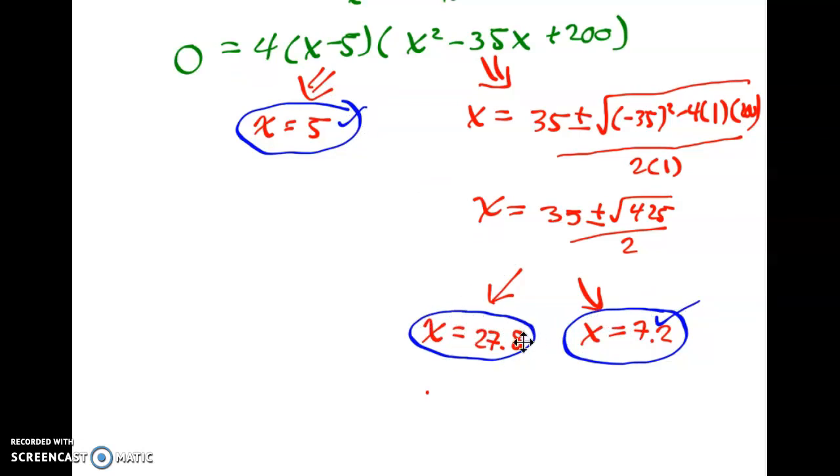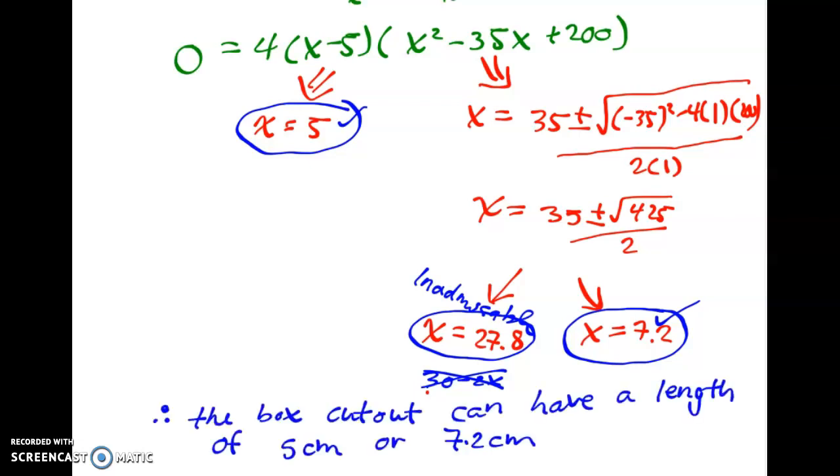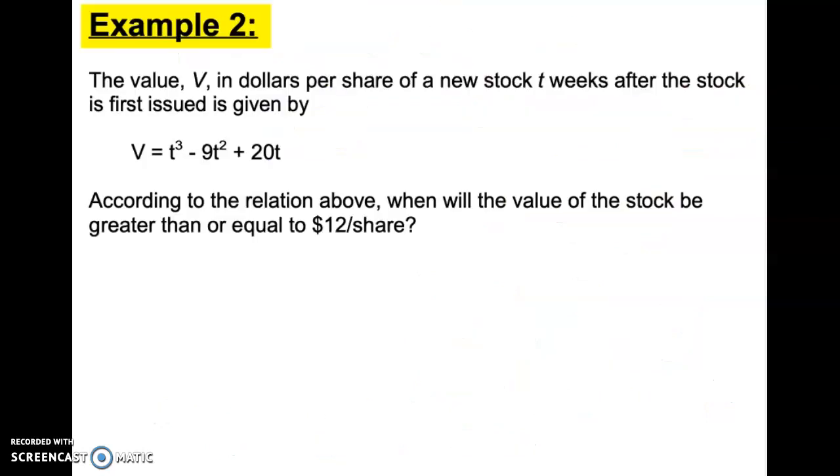But if you plug x equals 27.8 in for our width, right, 30 minus 2x, if you plug that in for x, you actually get a negative answer. So this one is inadmissible. It's not a valid answer. It would give us something that doesn't make sense in terms of the word problem. So we have two possible answers here. The box cutout can have a length of 5 centimeters or 7.2 centimeters.